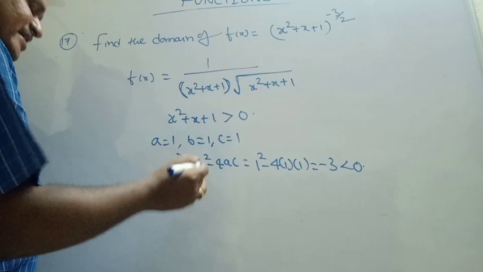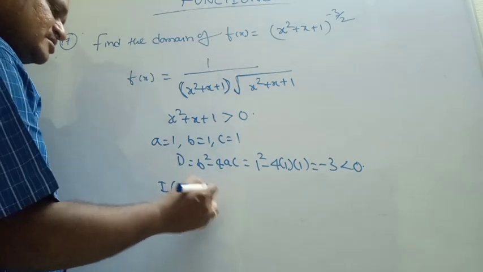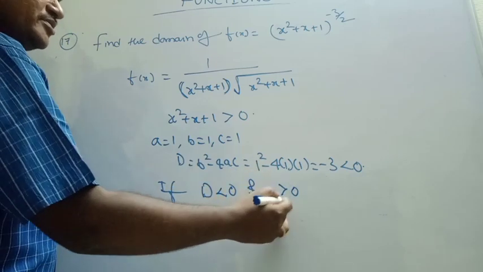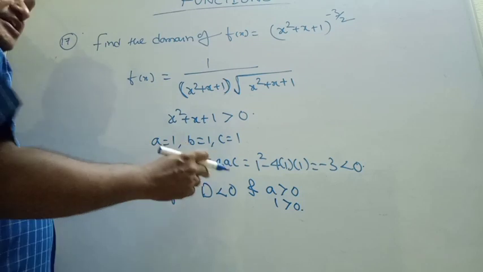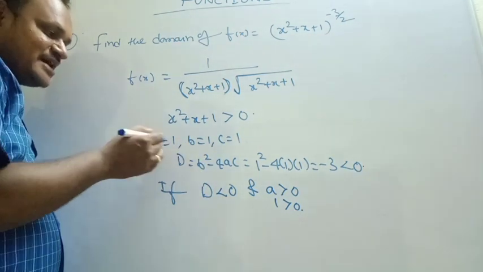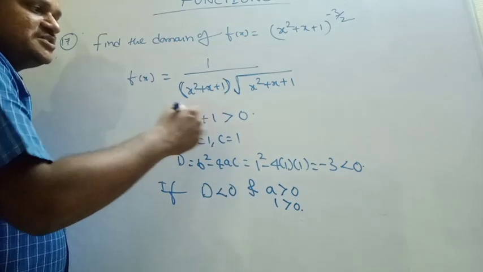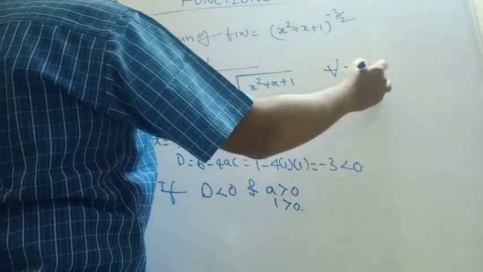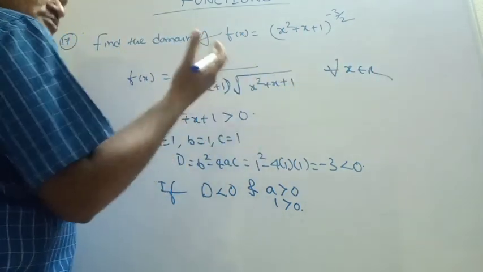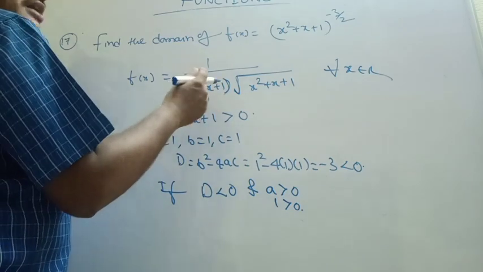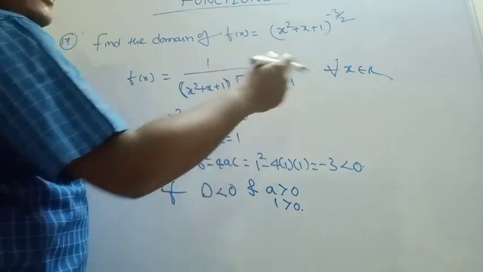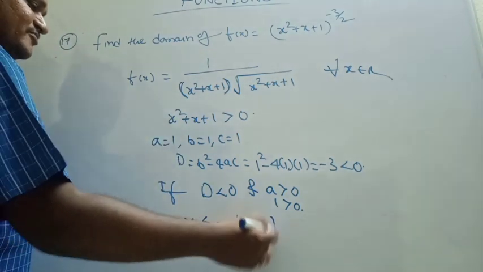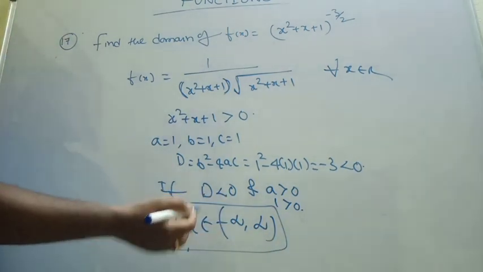We know that in quadratic expressions, if d is less than 0 and a is positive, here a is 1, which is positive, then the sign of this quadratic expression is the same as the sign of a. A is positive, therefore this will be always positive for any value of x, for all x belongs to R. This is positive and it is defined, and this is also defined, therefore the domain is x belongs to R. That means x belongs to minus infinity to infinity is the domain of this particular function.